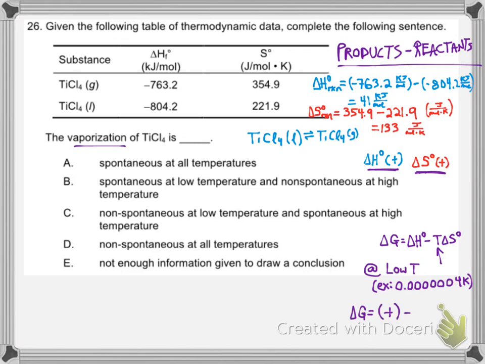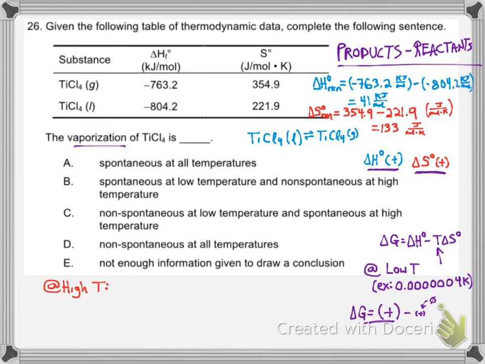Now, if T is really, really small, it's going to have a big impact on this T delta S term. So here we'll have a positive number minus a very, very small positive number. So for all intents and purposes right now, this value is practically zero. So if you take a positive number minus an itty-bitty positive number, that's basically zero, what are you going to end up with? Well, at this temperature, the delta H is the determining factor here, and we would end up just having a positive value. So at low temperatures, this vaporization is going to be non-spontaneous.